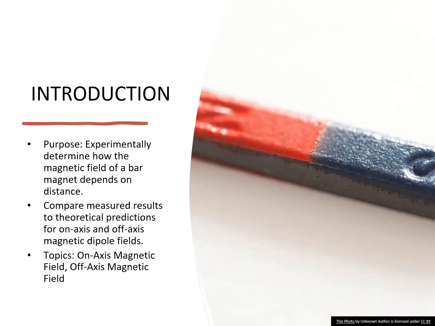The purpose was to experimentally determine how the magnetic field of a bar magnet depends on distance, and compare measured results to theoretical predictions for both on-axis and off-axis magnetic dipole fields. So the topics covered throughout this lab are just those, the on-axis and the off-axis magnetic fields.